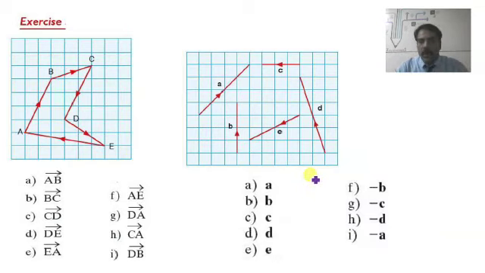Let's rack your brain. Let's see whether you have understood the concept or not. One exercise is given here, and we have to find out vector AB. So in order to find out vector AB, we'll start from point A and then we'll move to point B. That is our final position. So first we'll go 1, 2 steps right, and then we'll go 1, 2, 3 and 4 steps up.